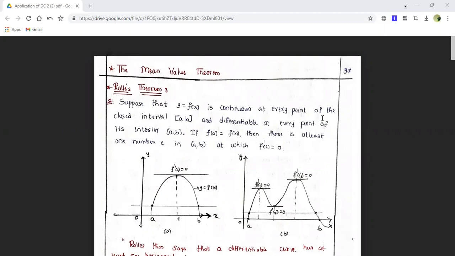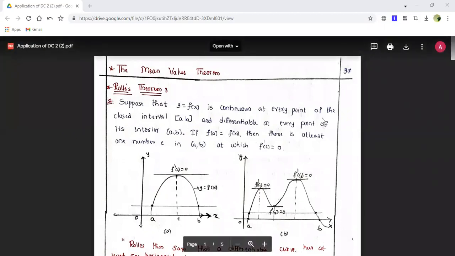So what is Rolle's theorem all about? How we prove this Rolle's theorem is our discussion. Rolle's theorem says that suppose that y is equal to f of x is continuous at every point of the closed interval AB.